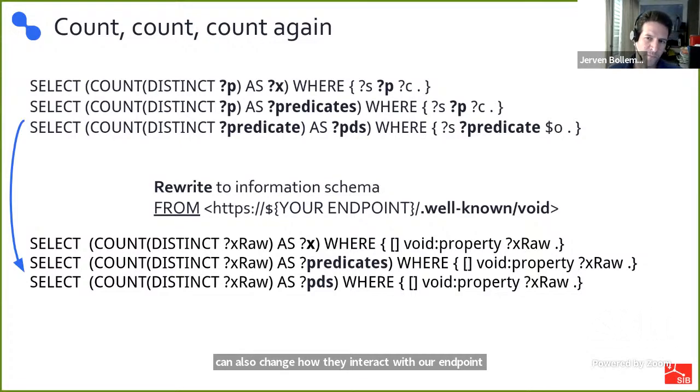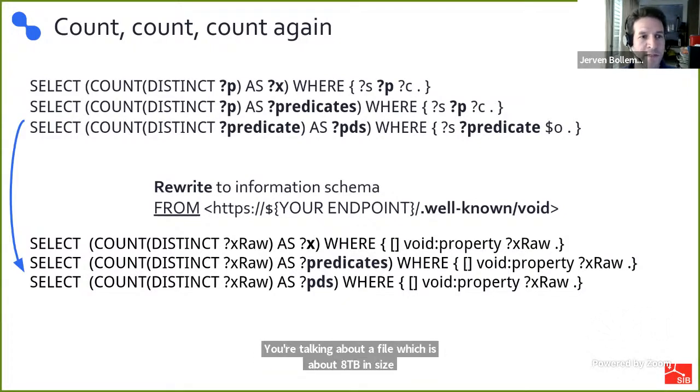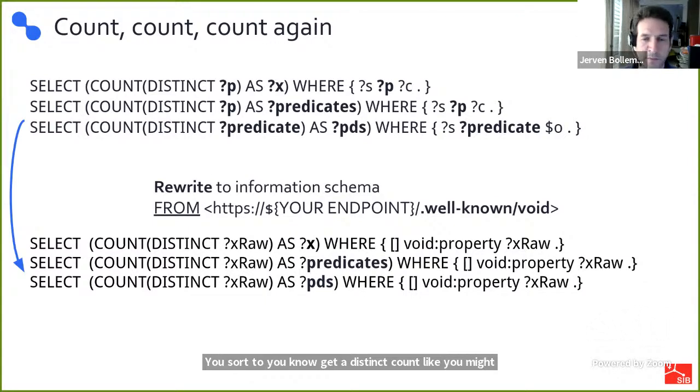Something that these bots might do, and this is also true for some of the monitoring bots, is they will come and they will ask for a counting query. Like, how many distinct predicates do you have? How many distinct IRIs do you have in the database? Well, if you take all the IRIs in UniProt, and you just line them up one after the other and put them in a flat file, single column, you're talking about a file which is about 8 terabytes in size. If you then use something like GNU sort to get a distinct count, like you might do on the command line, you might be talking about 2 weeks of processing time.